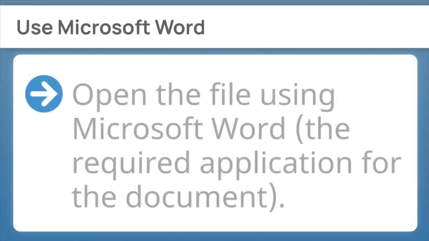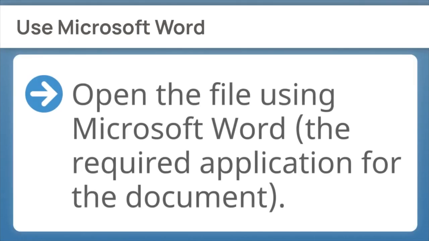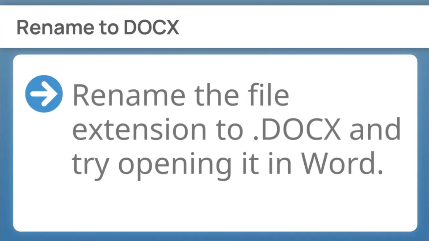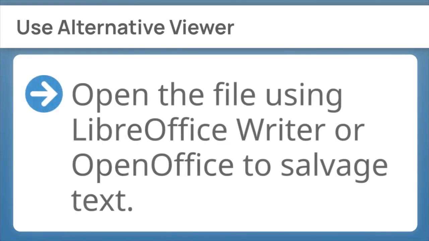First, use Microsoft Word. Open the file using Microsoft Word, the required application for the document. Next, rename to docx. Rename the file extension to docx and try opening it in Word. Finally, use Alternative Viewer. Open the file using LibreOffice Writer or OpenOffice to salvage text.